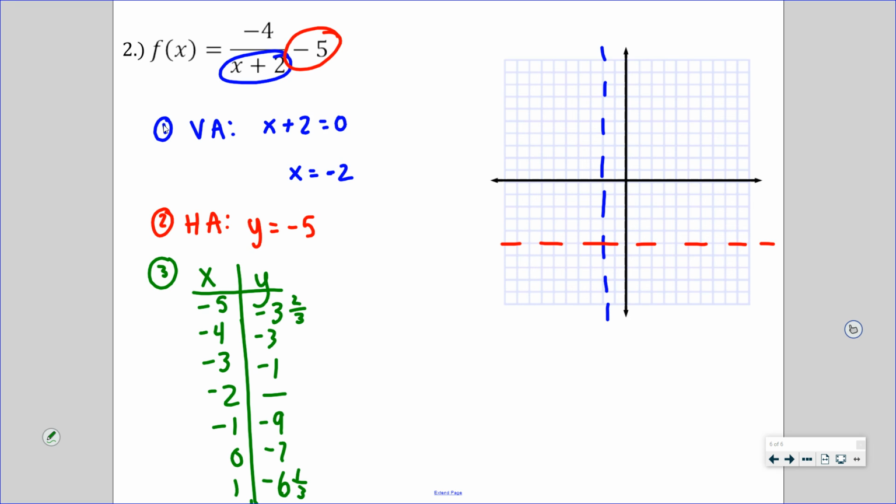Okay, then you can go ahead and plot those. I just got it unsimplified. That doesn't look right. What did I do? -9, -7. Should look something like that. And this did get reflected, so notice how my hyperbolas are kind of in opposite corners than they were on the last one.